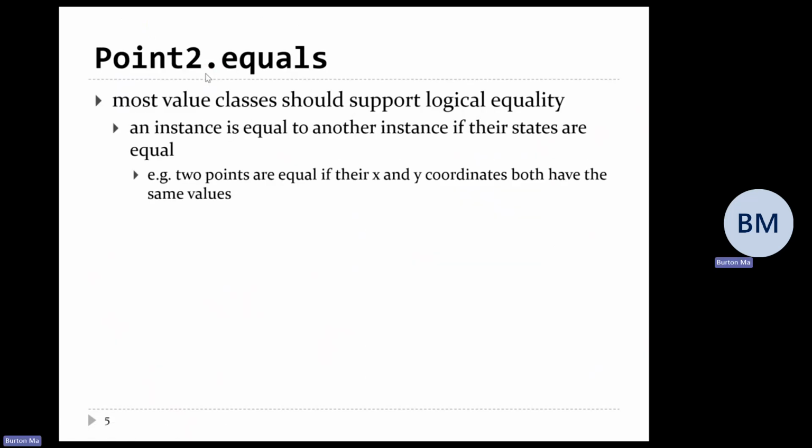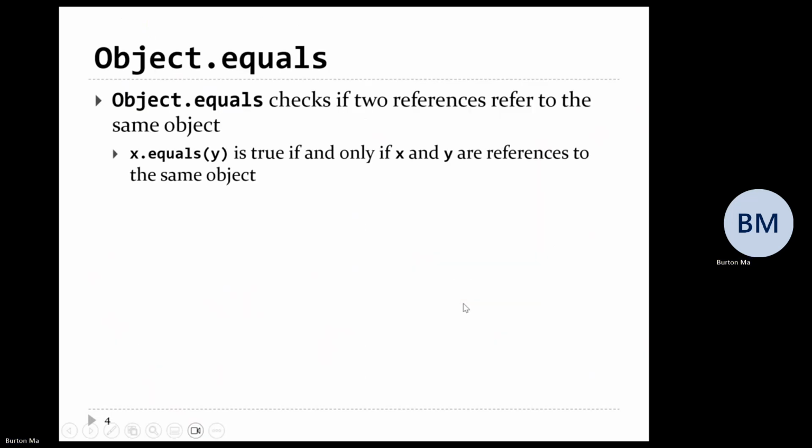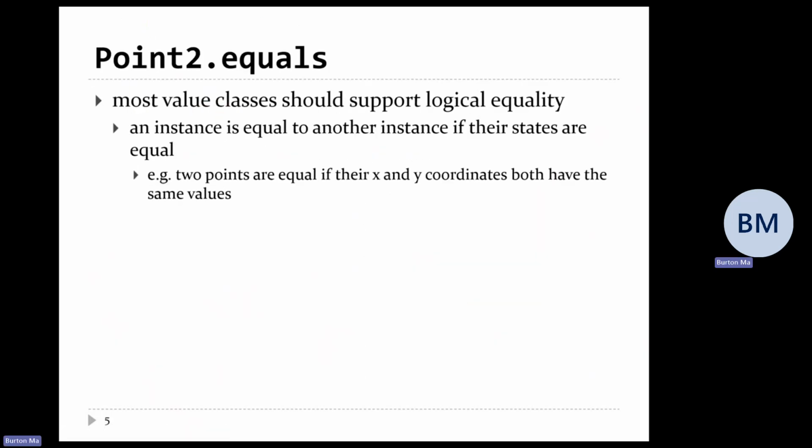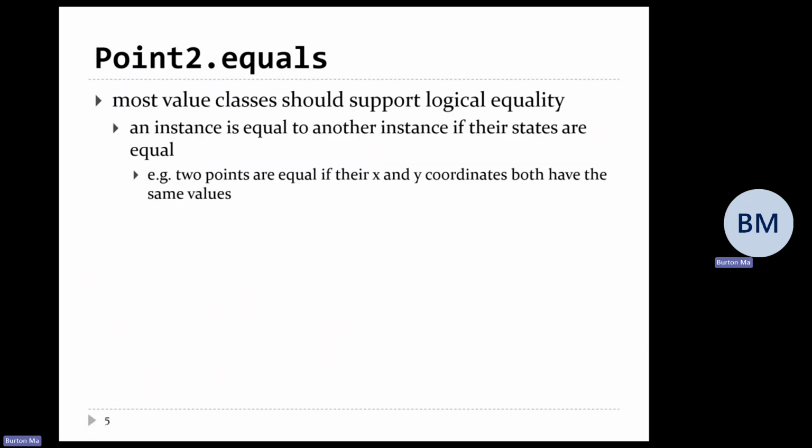For a class like Point2, that's probably not what you want. If you have 2 points with the same coordinates, you probably want them to be equal. So most value type classes should support what's called logical equality. Object equals supports what's called equality of identity: 2 objects are equal if and only if they are the same object. Logical equality means 2 objects are equal if and only if they have the same state. So for points, 2 points are equal if and only if they have the same coordinates.